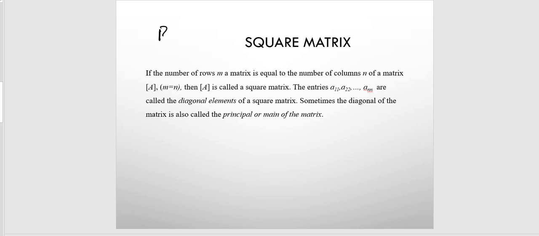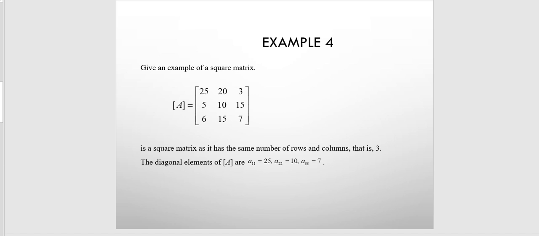So what is a square matrix? Simply rows equal to columns. Here is an example of a square matrix which we have, and it has the same number of rows and columns, so it's a perfect square. You can find the determinant of this one as well.